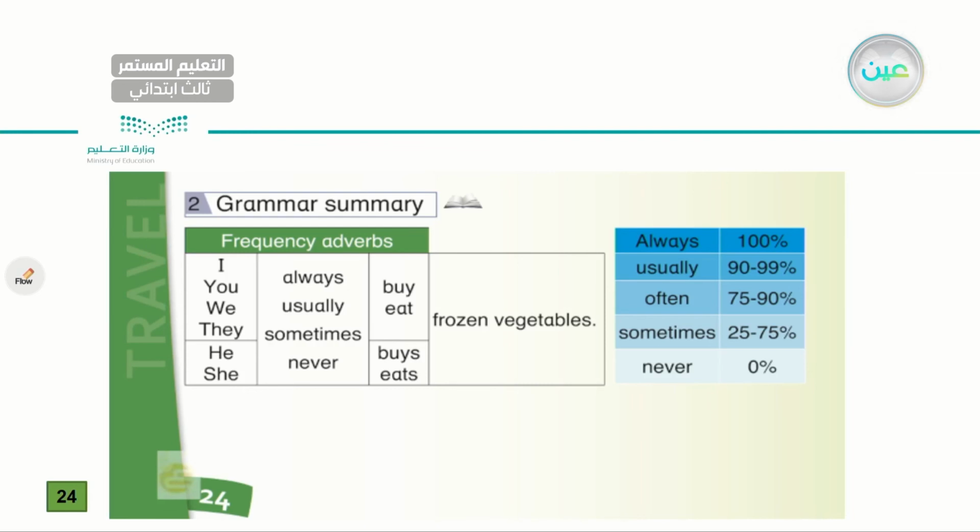I always buy frozen vegetables. The percentage is 100%. We usually eat frozen vegetables. Usually is between 90 to 99%. They sometimes eat frozen vegetables. Sometimes it's 25 to 75, that's probably 50%. He never eats frozen vegetables. Never is 0%.